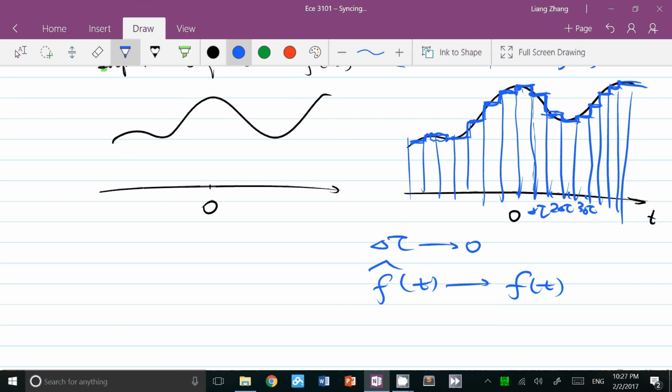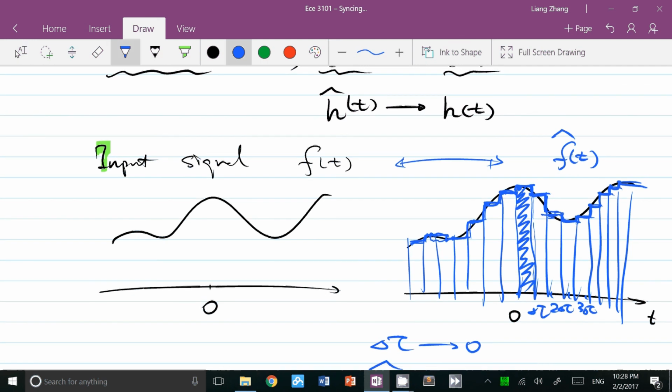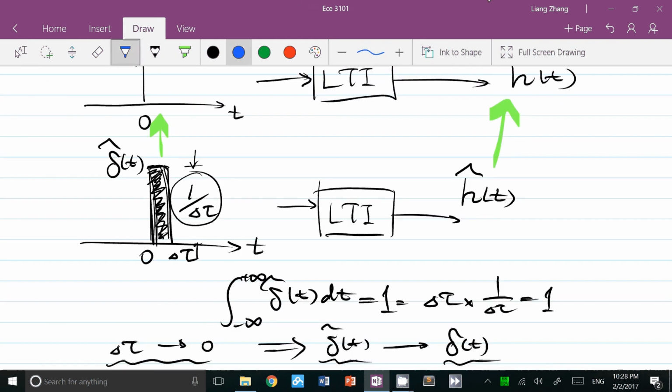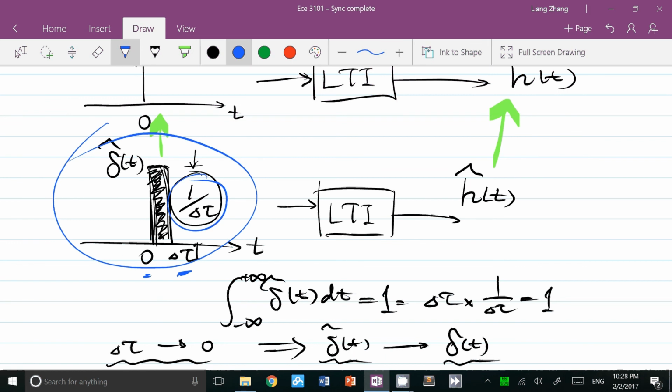Okay, let's look at it as a bunch of rectangles. Now, this rectangle is what? This particular rectangle looks just like the rectangle we have up here, right? It starts at time 0 with width equal to delta tau. The only difference is the height is probably not equal to 1 over delta tau.